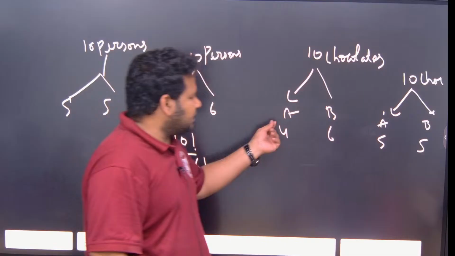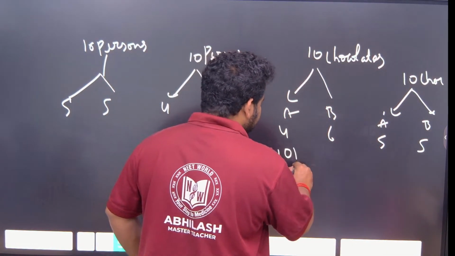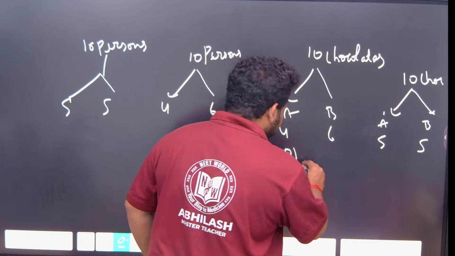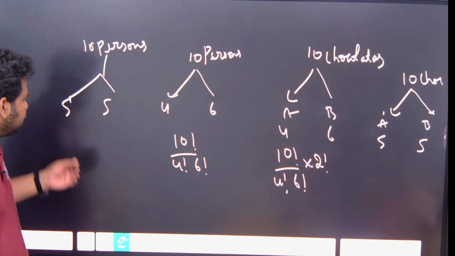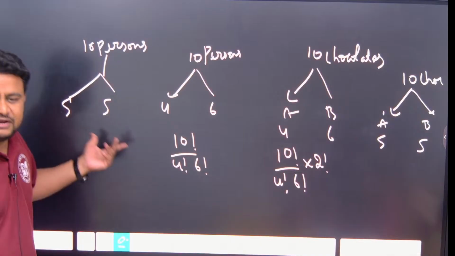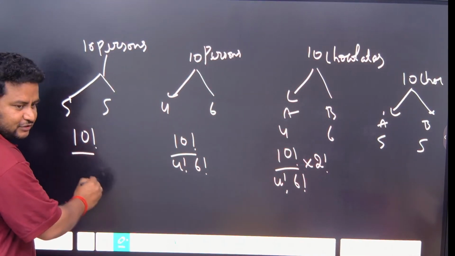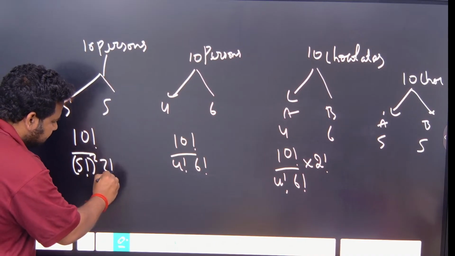Now with 10 chocolates to A and B, that is, you are naming the group, this will become 10 factorial by 4 factorial into 6 factorial, and 2 persons means you can give it in 2 factorial ways. This is the answer. Now, 10 persons I am giving equally. Equally means this will be 10 factorial divided by 5 factorial into 5 factorial, that is 5 factorial whole square. This you bring down, and write it as 2 factorial.